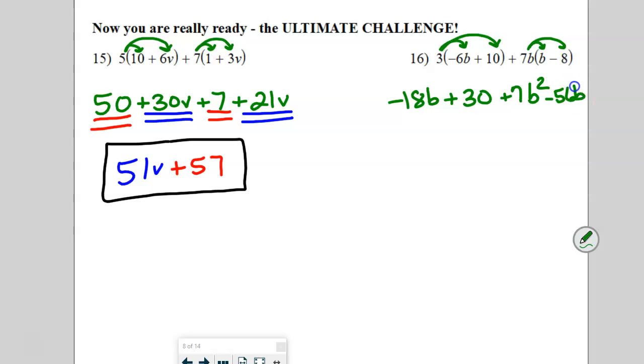Oh no, I'm out of room. Ugh, that 6 looks like a b. Oh, that's terrible.